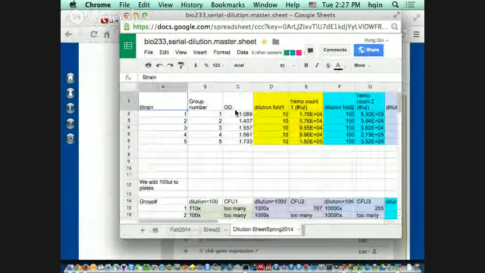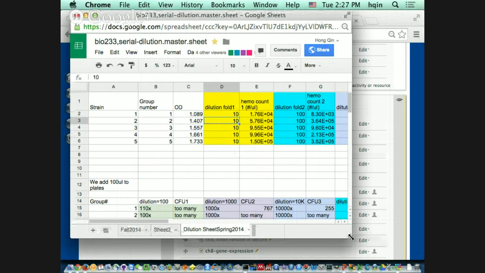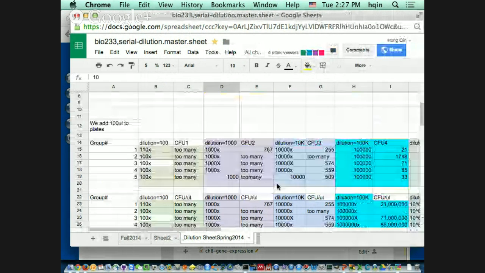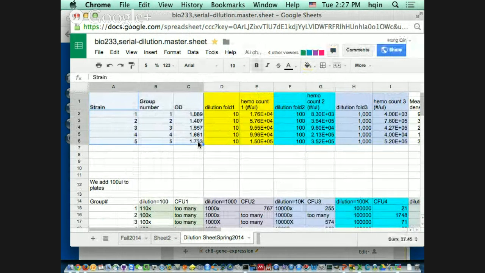Okay, let's see. Who put those things here? At least someone is trying to do something here, so it's good. But those are the results. So string 1, 2, 3, 4, 5. A string number is basically a group number, and the OD.